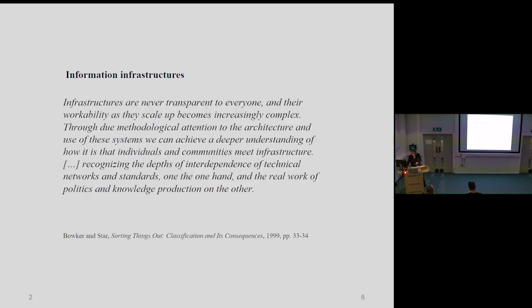And this is made with inspiration from a classic book by Bowker and Star, Sorting Things Out: Classification and Its Consequences, that was published in 1999, where they write, infrastructures are never transparent to everyone, and their workability as they scale up becomes increasingly complex. Through due methodological attention to the architecture and use of these systems, we can achieve a deeper understanding of how it is that individuals and communities meet infrastructures.